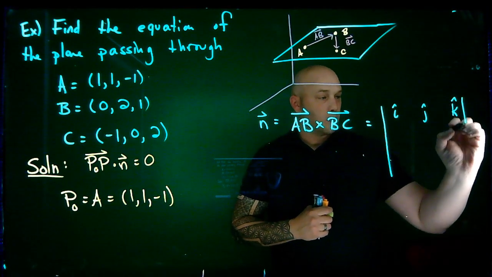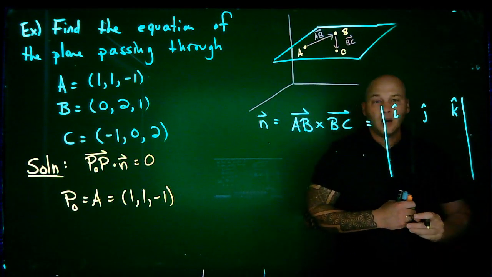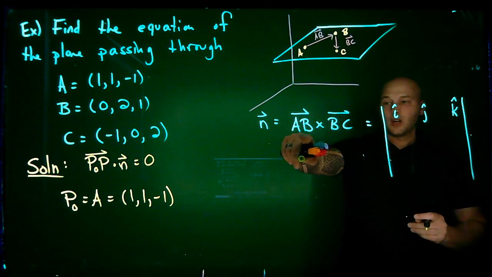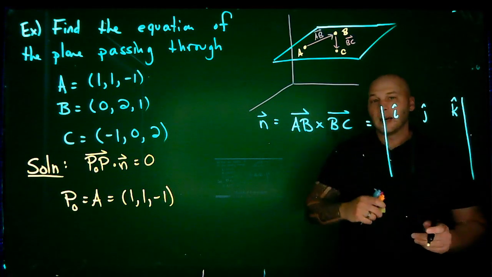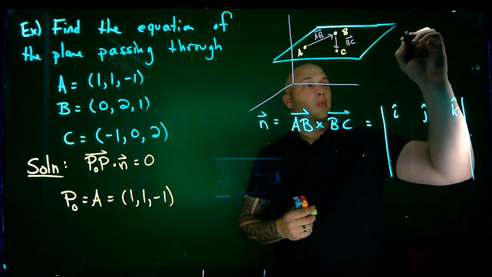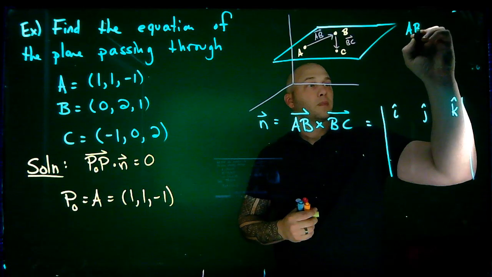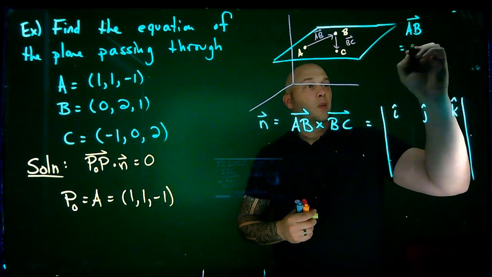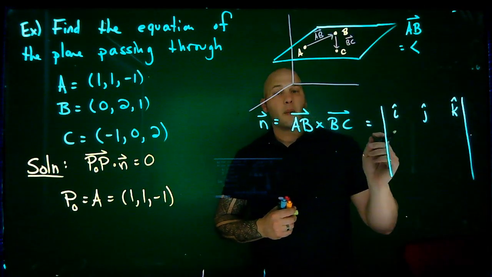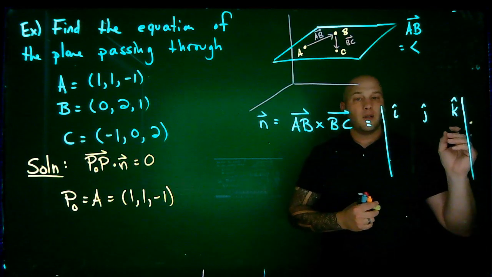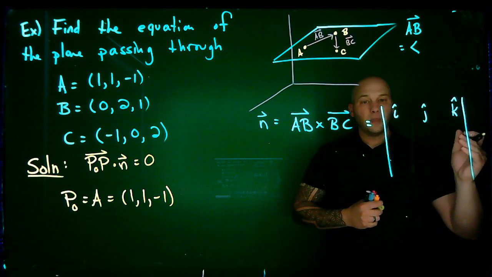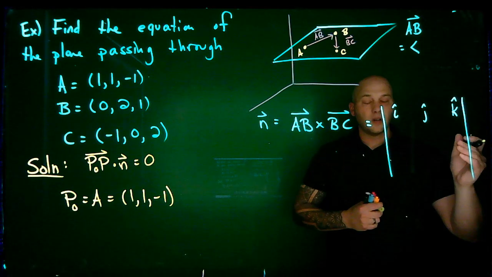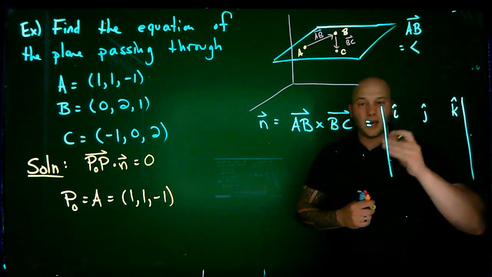The second component, or the second line of the determinant, consists of the components of the first vector, which would be A to B. Now, over here, let's see, what are the components for A to B? Okay, we talked about this a moment ago. Remember, when I have a vector consisting of the directed line segment from A to B, the components consist of the difference of the points from B to A.